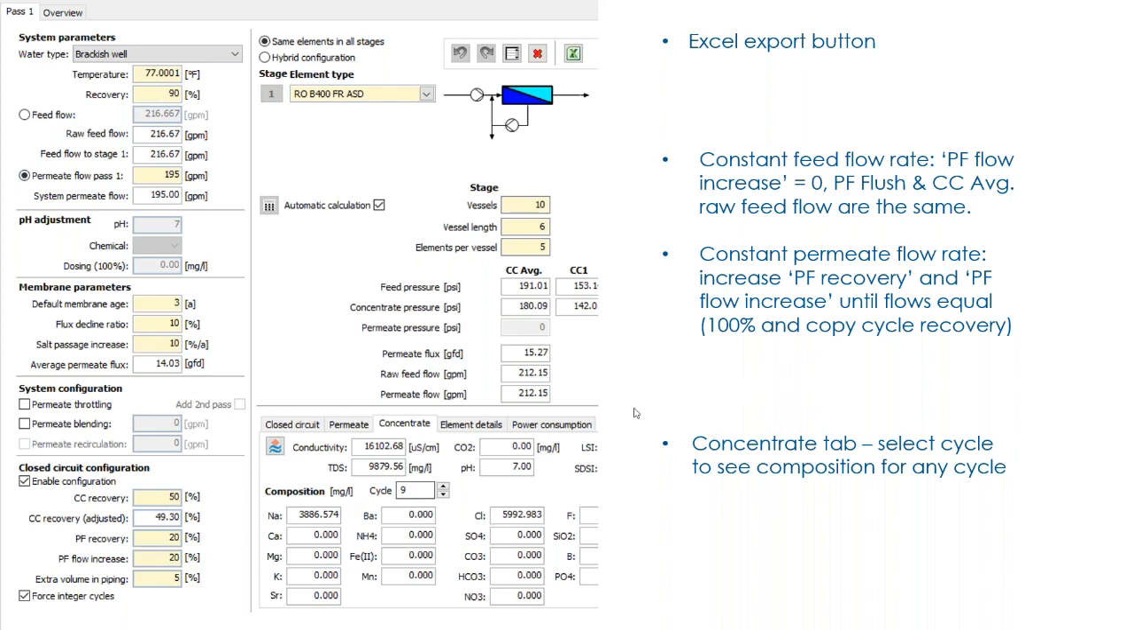And then if you wanted a constant feed rate, if you didn't want to increase the flow during the PF mode, then you would simply make that PF flow increase just 0%.